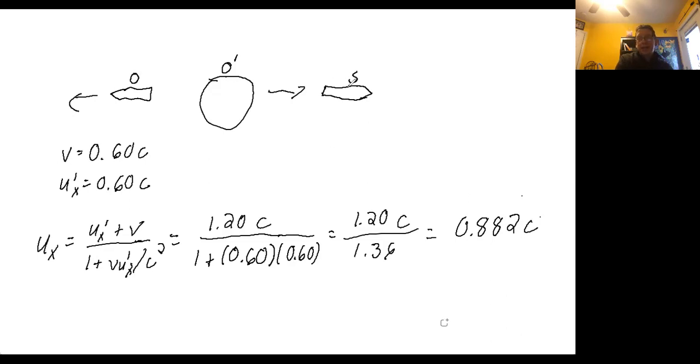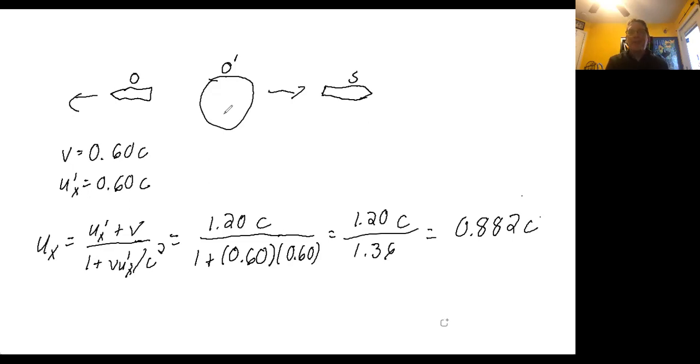So object S is moving at 88% the speed of light relative to object O. The rockets are basically moving at 88% of the speed of light relative to each other, and they're moving in opposite directions. So the velocity of S relative to observer O is positive 88% the speed of light. The velocity of O with respect to S is negative 88% the speed of light. Again, defining positive to the right and negative to the left. And that's basically how that works.